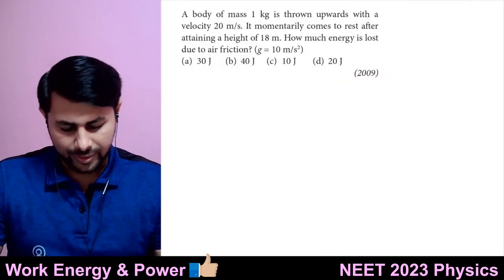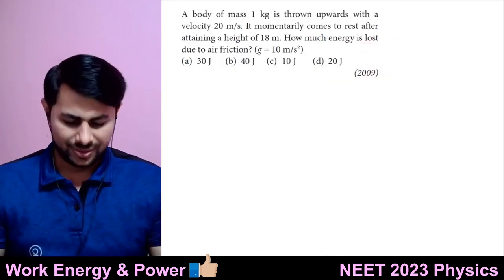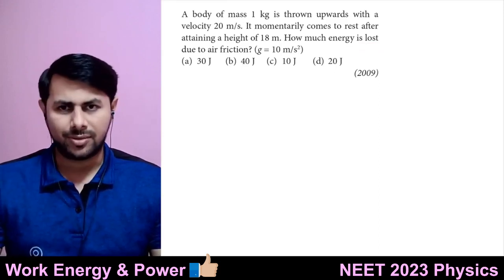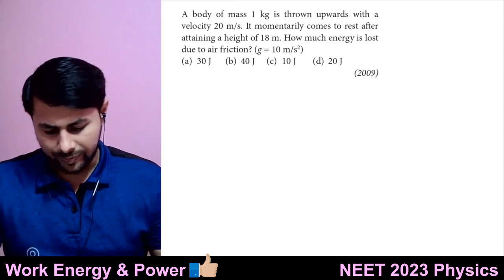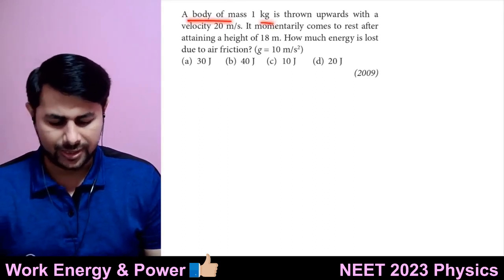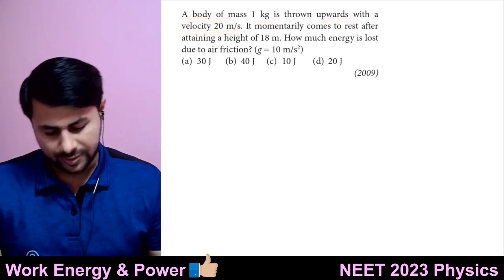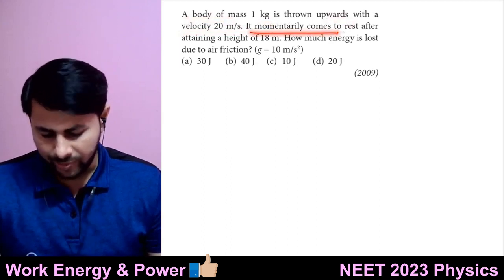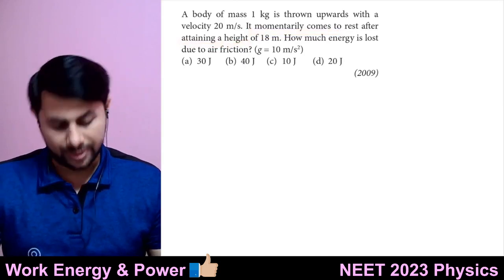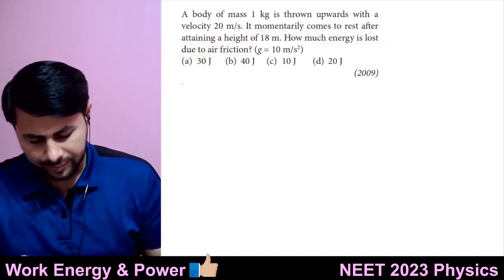Next, let us see when there is some loss. So when there is some loss in energy, how to solve the problem. The problem is: a body of mass 1 kg is thrown upwards with a velocity of 20 meters per second. It momentarily comes to rest after attaining a height of 18 meters. How much energy is lost due to air friction? This is the question.